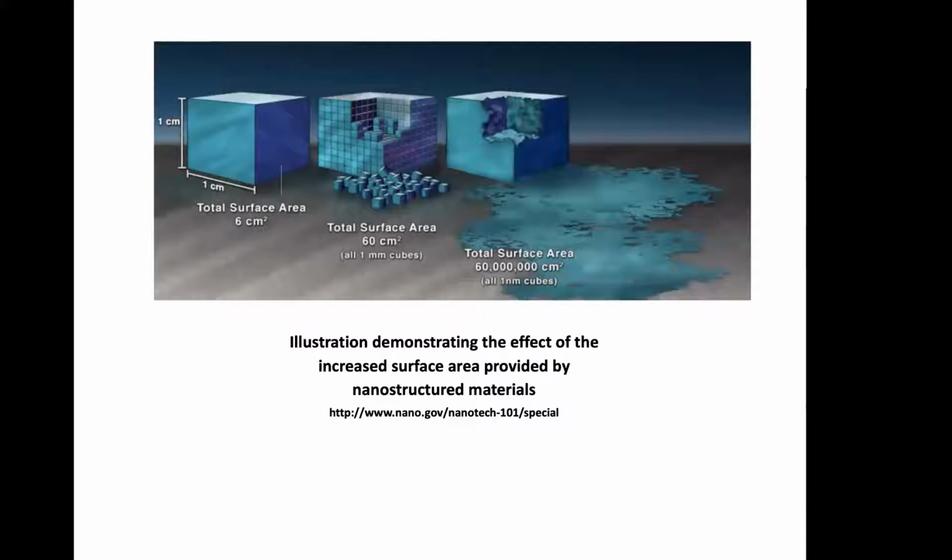Keeping the same volume, if I make this 1 centimeter cube into small blocks of 1 millimeter, the volume is the same, but the total area will be 60 centimeters square. At the same time, if I make them smaller, 1 nanometer cubes, keeping the same volume, you can calculate the area. It will be 60 into 10 raised to 6 centimeters square.